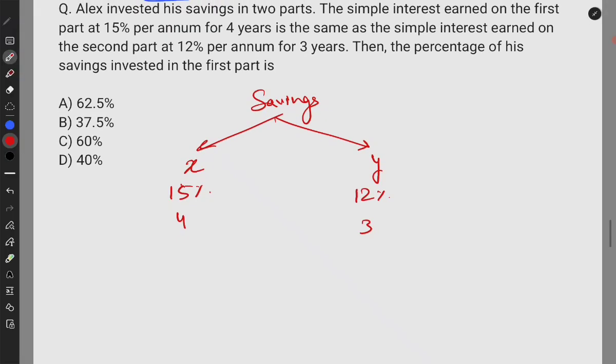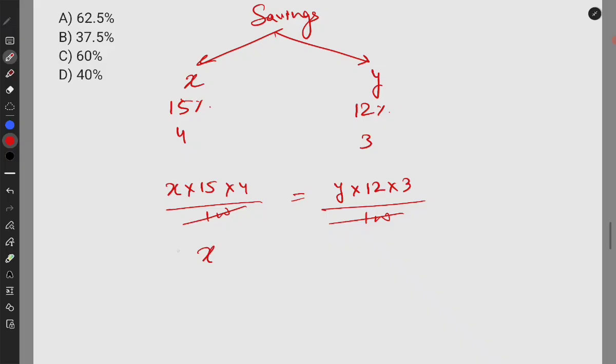The interest generated in these two parts is equal. So x times 15% times 4 by 100 is equal to y times 12 times 3 by 100. This gets cancelled out, so 60x is equal to 36y. So x by y will be equal to 36 by 60, or we can say 3 by 5.